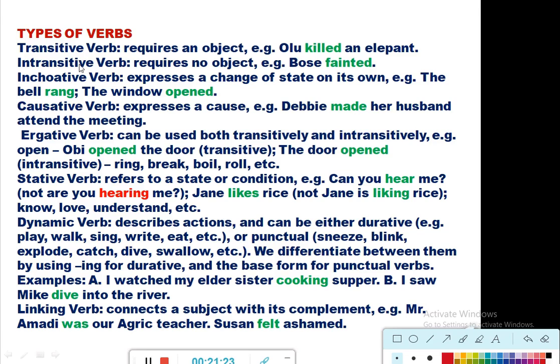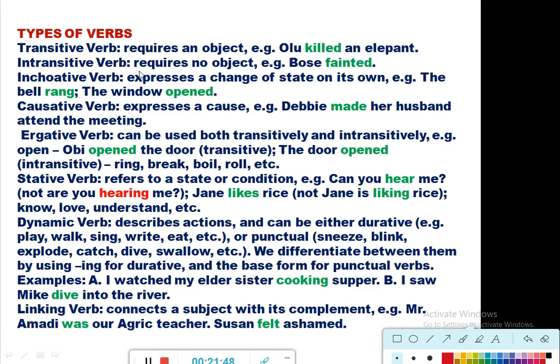Then other types of verbs, we have a transitive verb. A transitive verb requires an object. E.g., Olu killed an elephant. Olu is the subject, killed is the transitive verb, and then an elephant is the object. An object is the receiver of the action reported by the transitive verb.